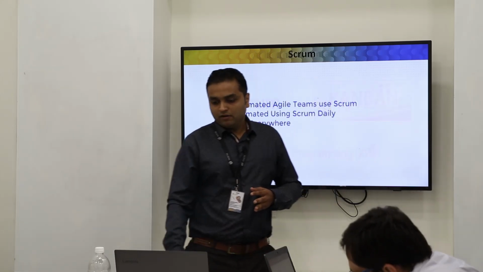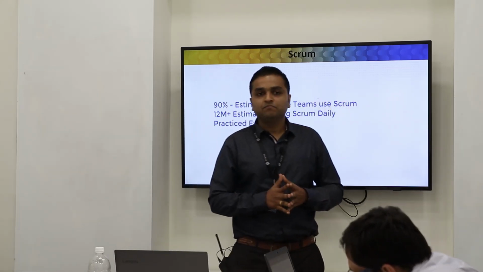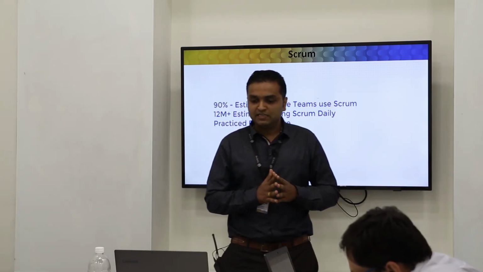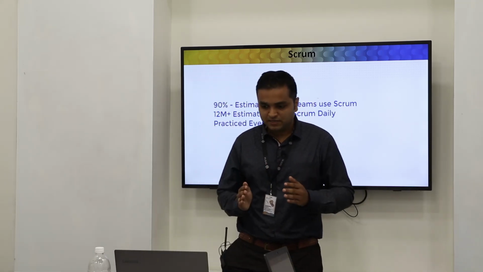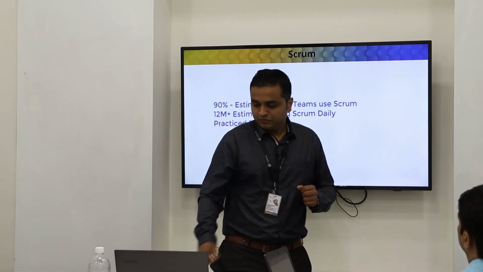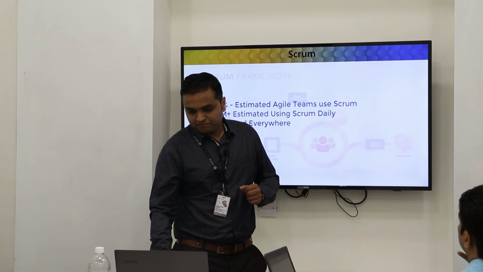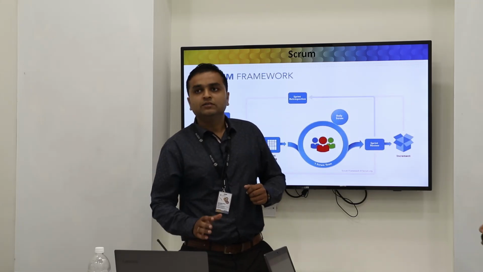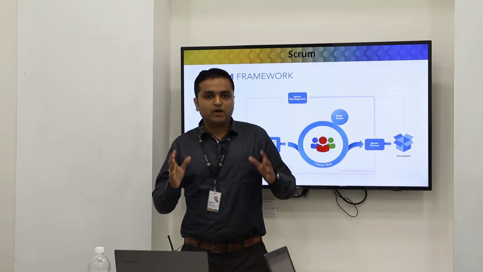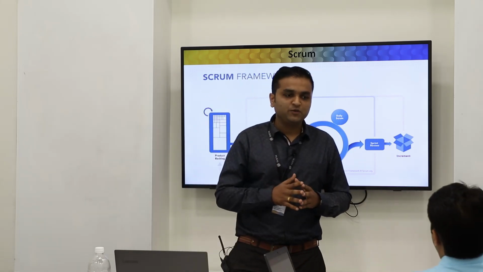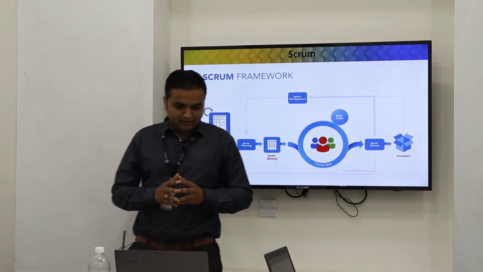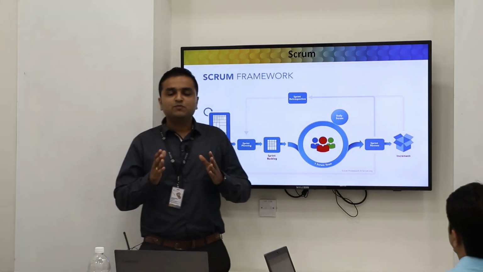So we follow Scrum, because Scrum is estimated to be used by 90% of Agile teams, and 12 million plus people are using Scrum daily everywhere. So in Scrum, what we did, suppose we divide our requirements into multiple parts, which we call the product backlog. And in the product backlog, again, there are the sprints.